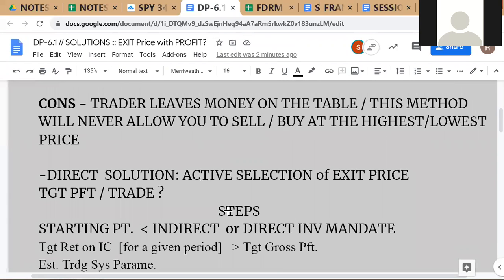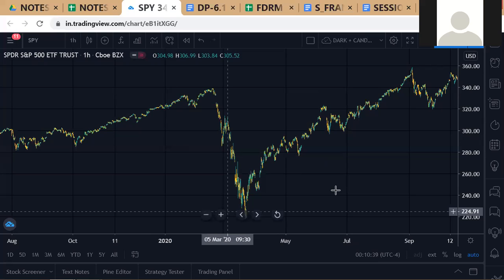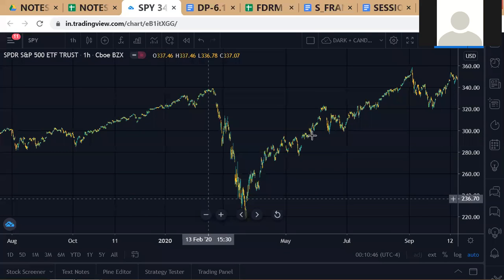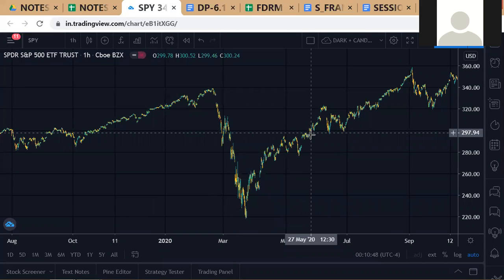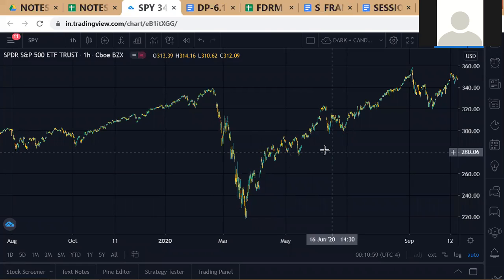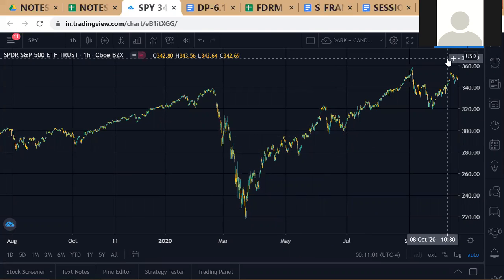Active selection means that I will actually determine a particular price. I'll say, okay, I'm going to get out at 375. Okay, I got in at maybe 297, 298. Okay, say 300. I got in at 300, and I'm going to get out at 375. Now here I'm directly determining the price level at which I'm getting out.